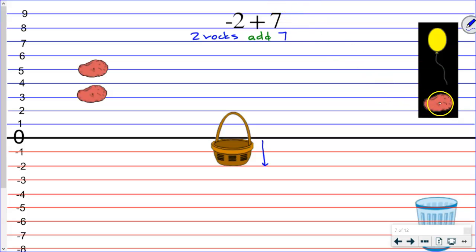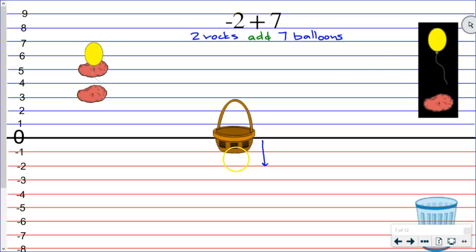Yep, 7 what? 7 rocks? 7 balloons? Exactly, 7 balloons. So starting where I am down here at -2, I'm going to be adding 7 balloons. What happens with the first balloon? Is it really doing a whole lot? No, it's zeroing out a rock.